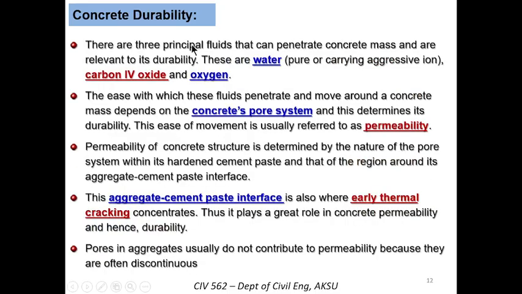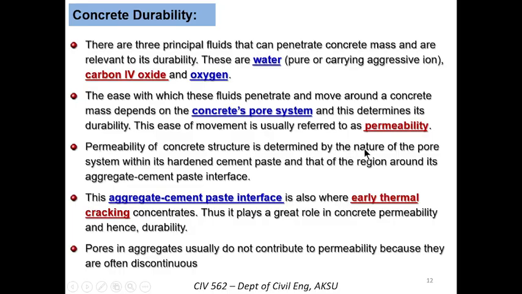There are three principal fluids that can penetrate the concrete mass, and these are relevant to its durability. These are water, either pure or carrying aggressive ions, carbon dioxide, and oxygen. So the movement of these fluids into concrete causes a durability challenge. Now, the ease with which these fluids penetrate and move around a concrete mass depends on the concrete pore system, and this is what determines the durability of concrete. This ease of movement is usually referred to as permeability. So once the permeability of concrete is high, we start having durability issues. And so the aim of an engineer is to design a concrete with minimal permeability.